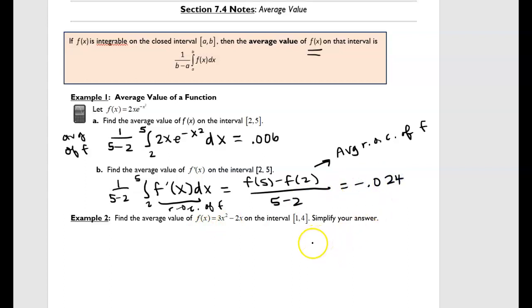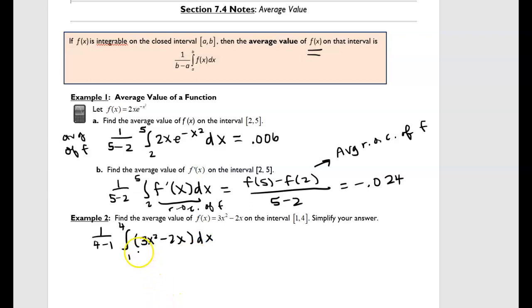So let's try a problem without a calculator now. In number 2, we're finding the average value of f of x, which is 3x squared minus 2x, on the interval from 1 to 4. So again, we'll start out with that formula, 1 over 4 minus 1, times the integral from 1 to 4 of 3x squared minus 2x.